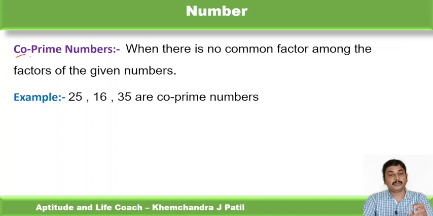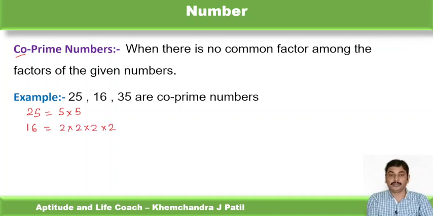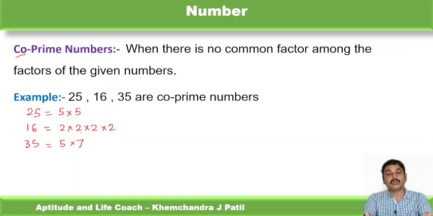So what it means, suppose 25, 16 and 35 are co-prime numbers. If you factorize 25, you will get the factors 5 into 5. If you factorize 16, you will get 2 into 2 into 2 into 2, right? Now tell me, what are the factors of 35? Yes, 5 into 7. Now if you observe the factors of 25, 16 and 35, there is no common factor. And when there is no common factor among the given numbers, those are called co-prime numbers. I hope you understood this.